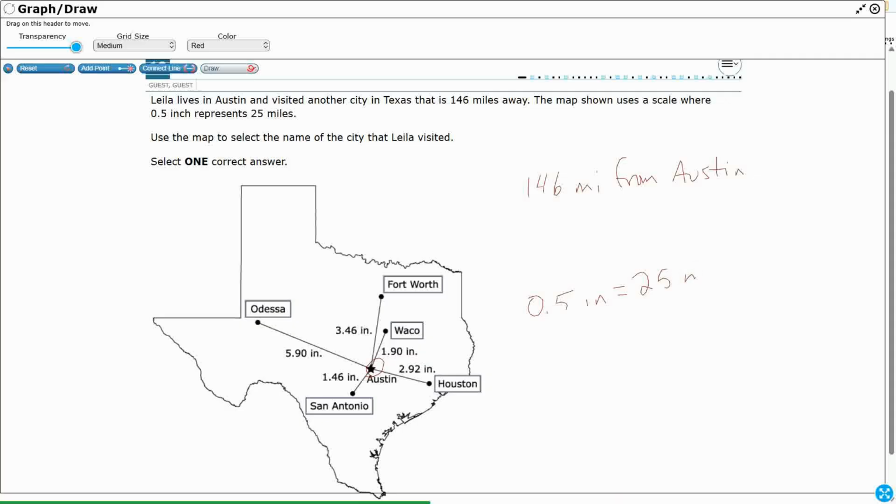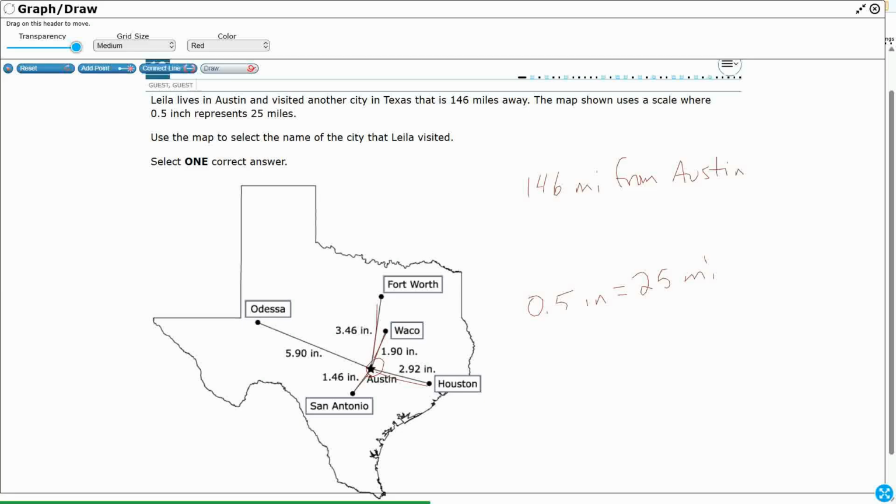That's our scale. So basically, we want to know, is she going from Austin up to Fort Worth, to Waco, to Odessa, to San Antonio, or to Houston? Which one of those is 146 miles away? And all we have are their measurements in inches, the distance they have in inches, because we can't draw a life-size map of Texas. That would be the size of Texas, much too big. So we can solve this a few different ways.